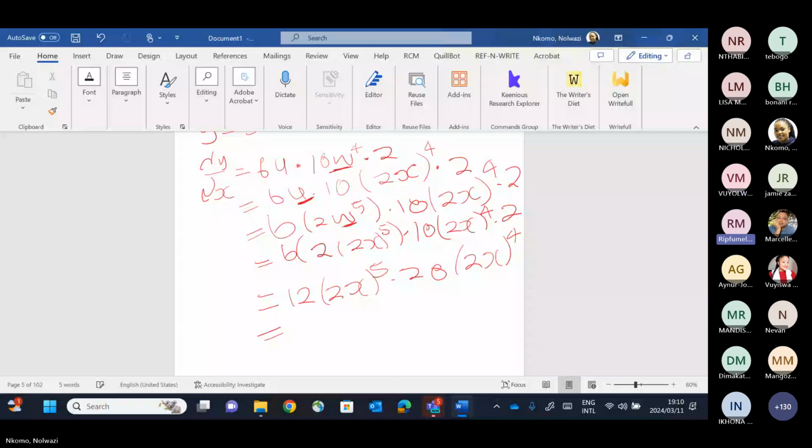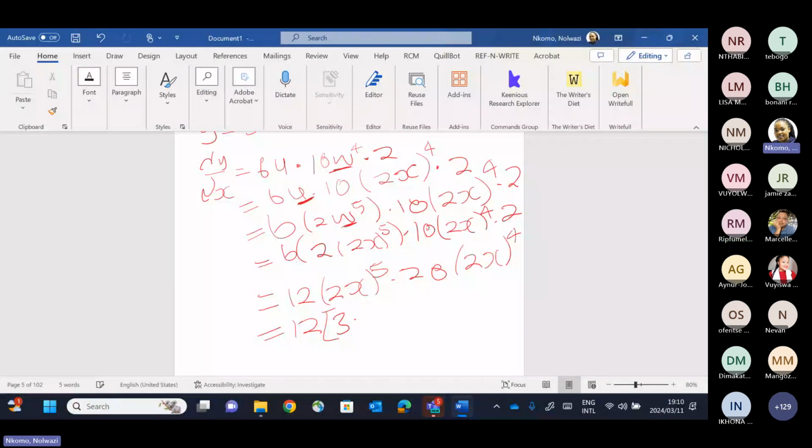Nolwazi, can I ask something? Why are you still multiplying by 2 there at the end? Remember it's 10, why do you still have to multiply by 2? The function is 6u times 10w over 4. Why do we still have to multiply by 2 after substituting everything in?